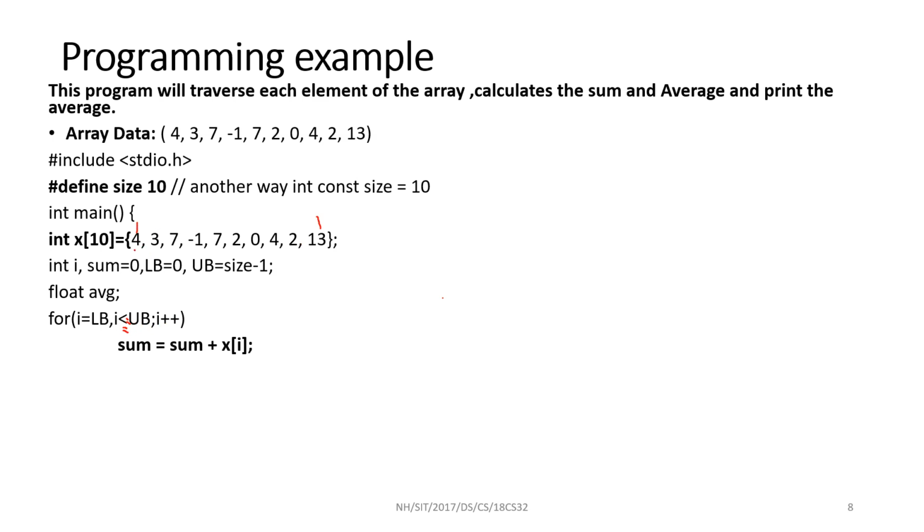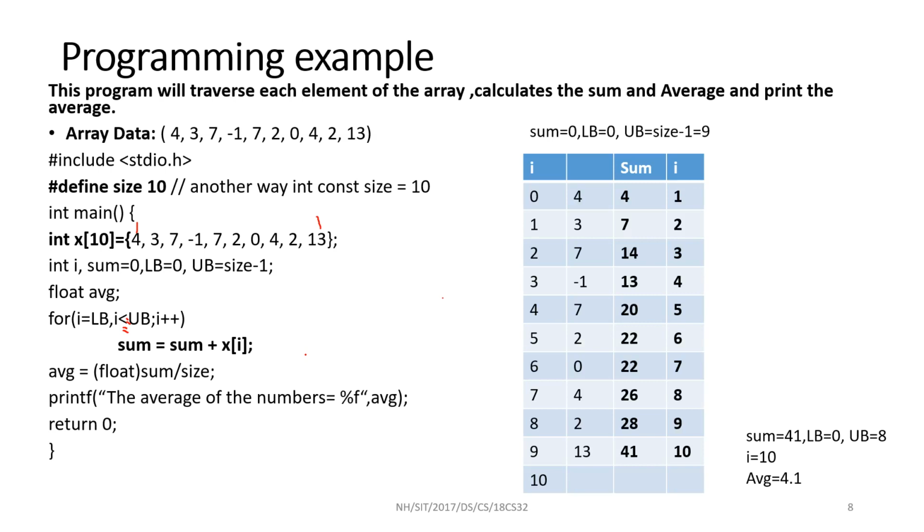Go to that element place, 4. Add that to the sum. Sum value was 0. 0 plus 4 is 4. Okay. So like that you repeat till the last element. After reaching the last element, you will get sum divided by number of elements, that is 10. That is the average. Okay. So that is traced here.